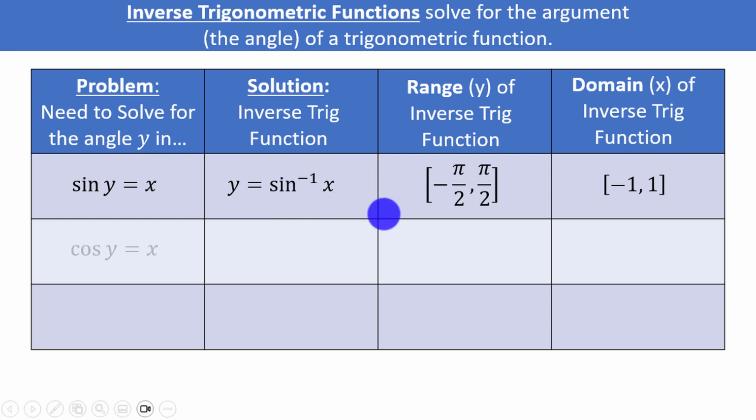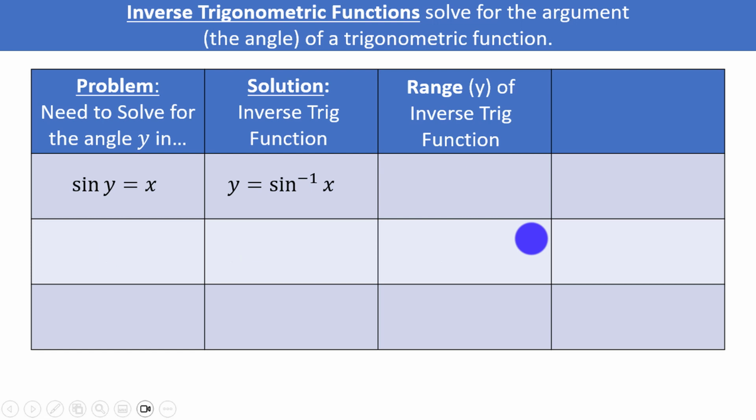If we're talking about cosine, we're trying to find the angle y in cosine. It's going to be a very similar deal. You're going to use the inverse cosine. Inverse cosine of your answer is going to give you the angle y. And how do we restrict this? Well, this is actually between 0 and pi. Why don't we do it the same way, between negative pi over 2 and pi over 2?